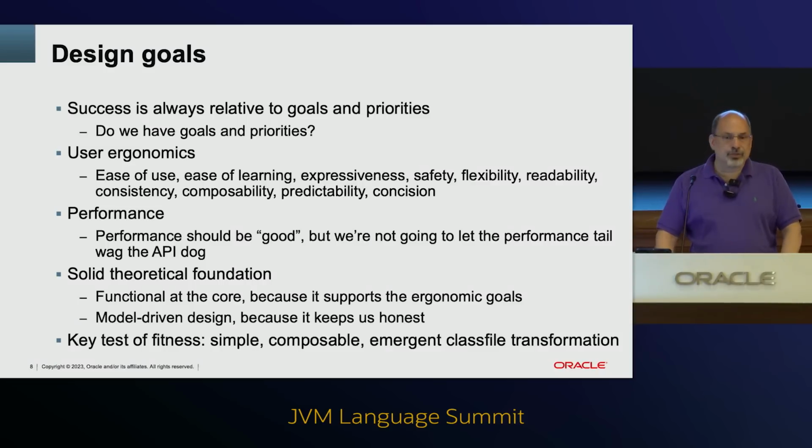And the main lens through which we looked at, are we done or not, was looking at what the code you have to write to do a class file transformation looks like? And in particular, we didn't want to have an API for transformation. We wanted transformation to emerge from the combination of reading and writing and have it compose cleanly. And if it didn't compose cleanly, we weren't done yet.